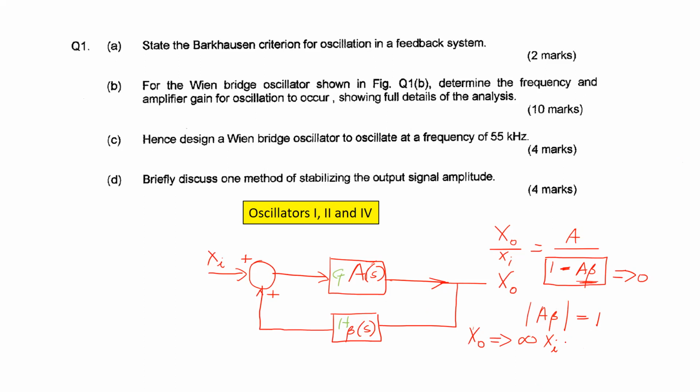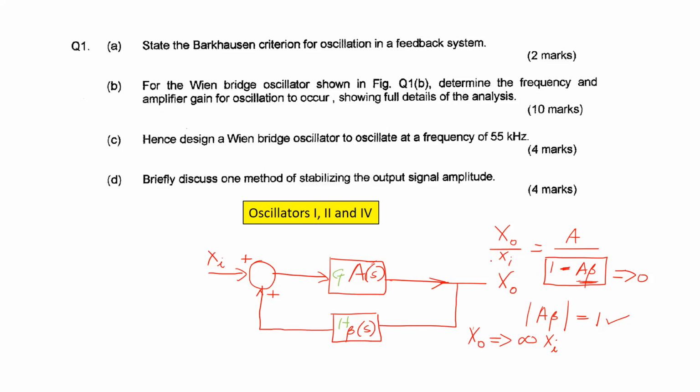So in theory, what this means is that for 0 input or close to 0 input, we could keep getting an output. In other words, if we make A beta equal to 1, this system will keep giving an output even though we don't have any input. All right? That is part 1 of the criterion here. So if we want this thing to give us an output without any input, then the magnitude of A beta has to be 1.